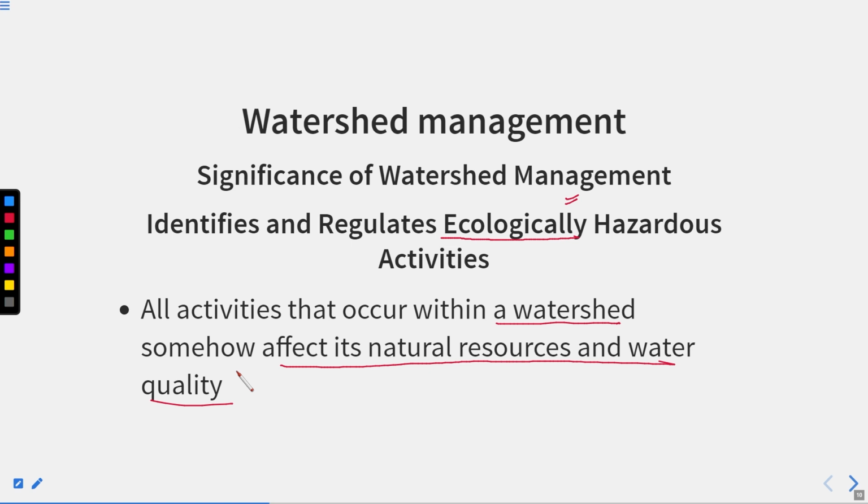Now if they grow, then they may cause some severe problems to the water body and the organisms that are living in that water body. They will affect their life, right? So this is very, very important. That is why it is said that it regulates the ecologically hazardous activities.